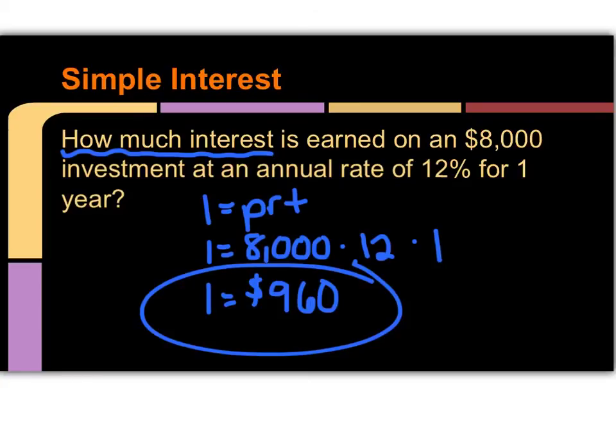So if I make an investment and I put this money in towards something and I earn that interest, that means I'm actually getting free money. I'm getting $960 for free versus a loan, which I would just be paying more. That's the difference. Let's look at more.